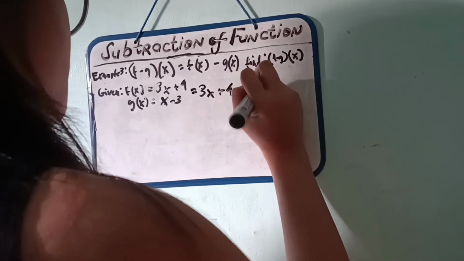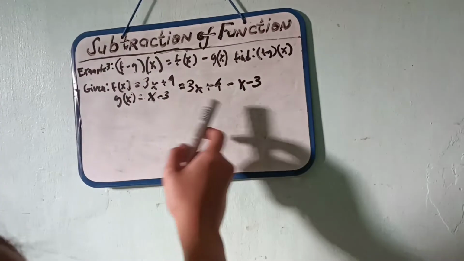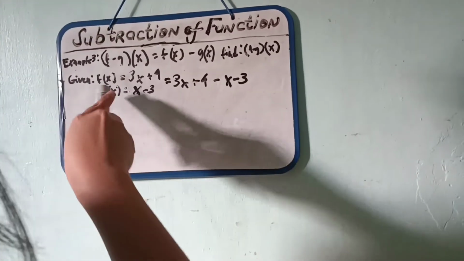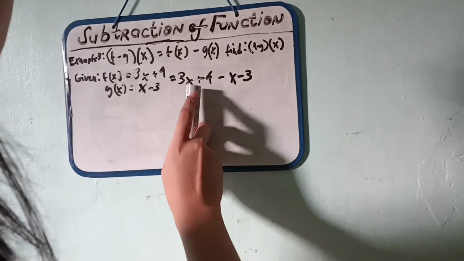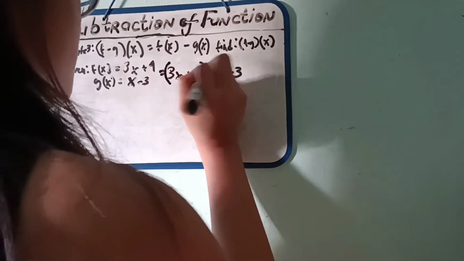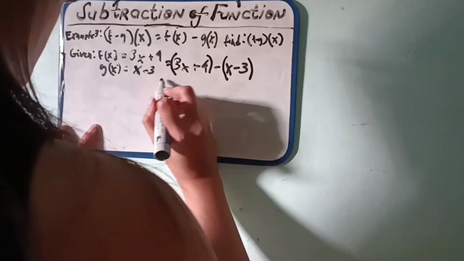Which is x minus 3. Kasi f of x times g of x. So, ito yung mga given nila, right? 3x plus 4 yan. So, lastly, put some parenthesis. May confusion na.